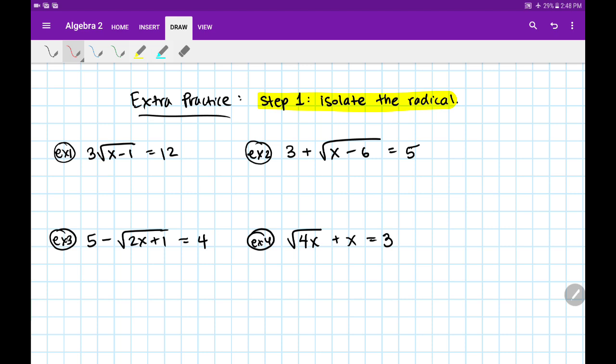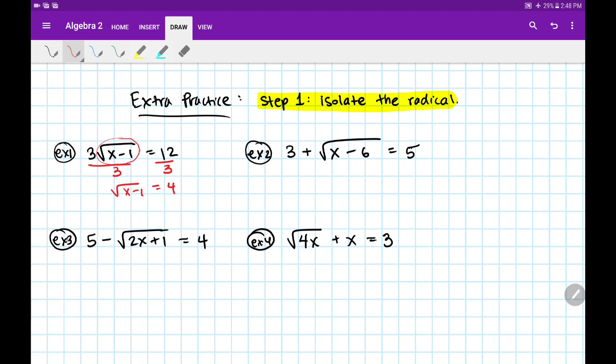So in example 1, my radical is this piece right here. So to isolate it, what would we have to do to both sides? If you said divide by 3, then you would be correct. And then your next step would be to square both sides at this point.